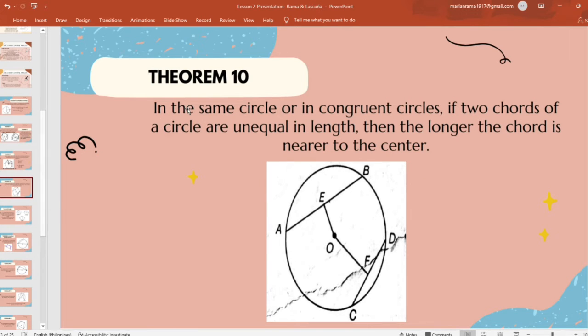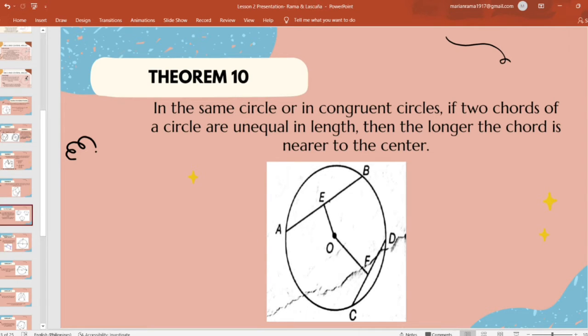Next, we have here our Theorem 10. In the same circle or in congruent circles, if two chords of a circle are unequal in length, then the longer chord is nearer to the center. As you can see here, our chord AB is longer than our chord CD. Therefore, our chord AB, which is our longer chord, is nearer to our center, which is our center O.